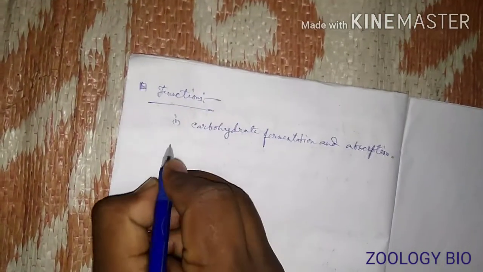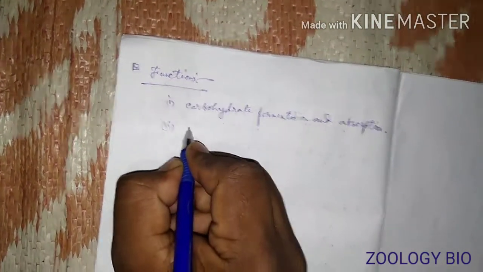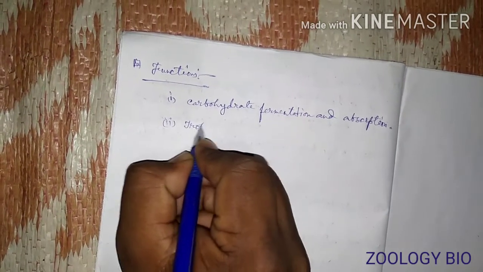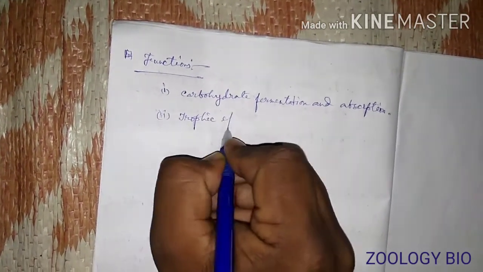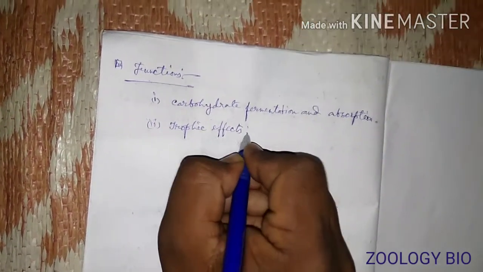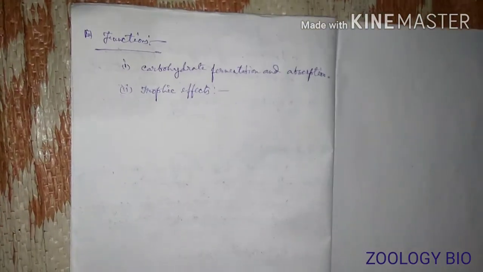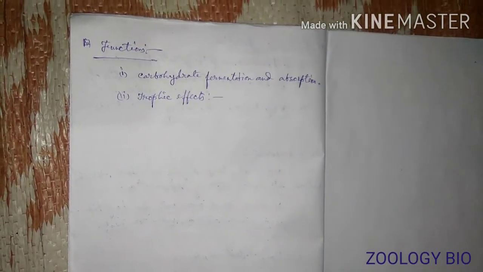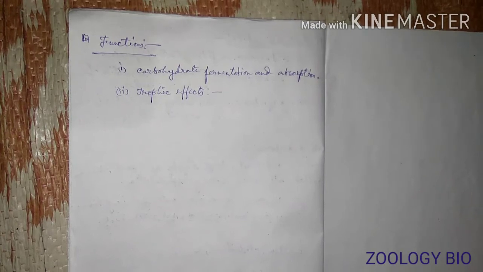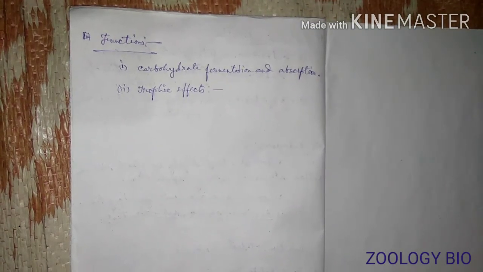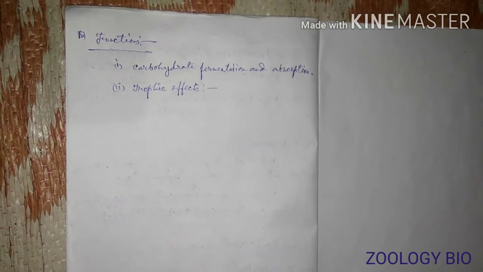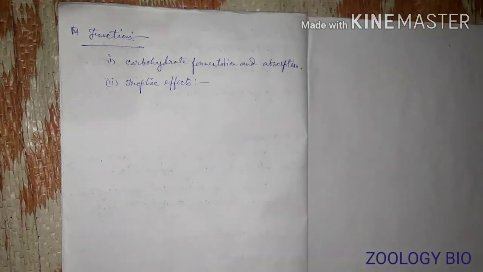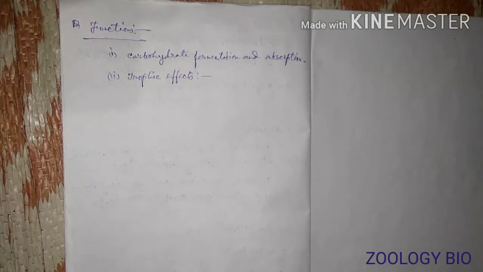The second one is trophic effects. The increased growth, proliferation, and differentiation of intestinal epithelial cells. They also alter intestinal growth by changing the expression of sodium-dependent glucose transporters.